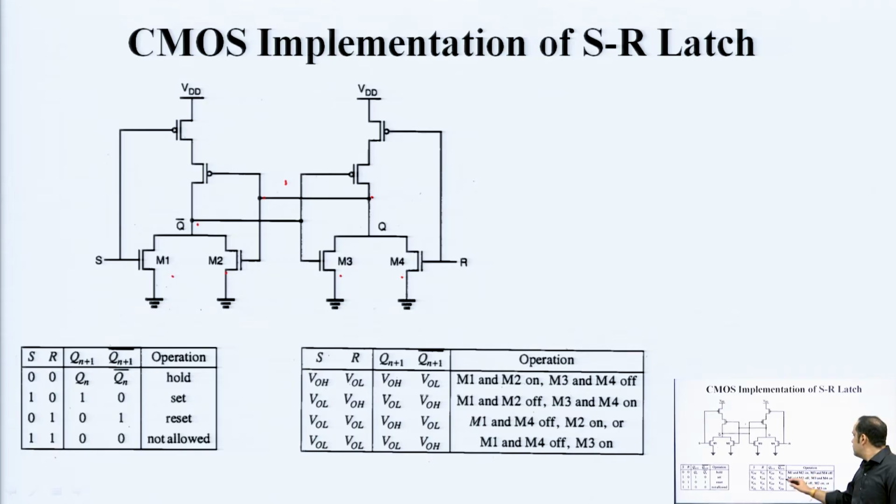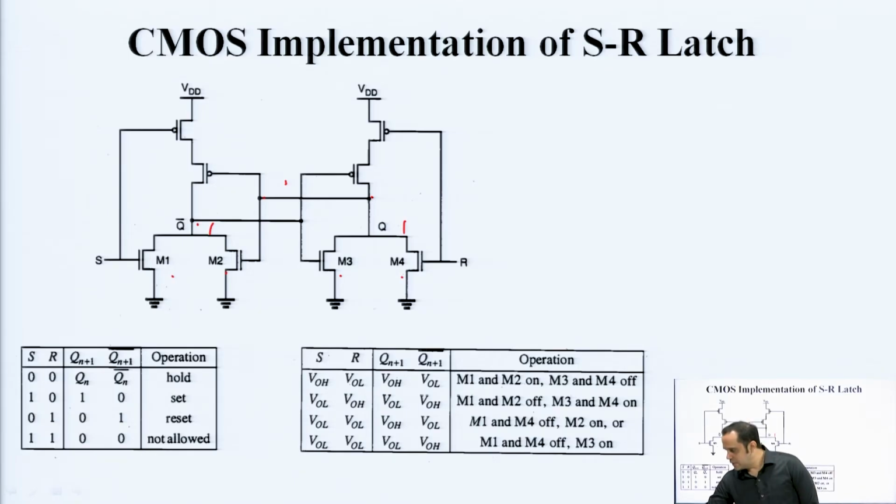Vice versa, when S is at output low and R is biased at output high, M1 and M2 become off, and M3 and M4 become on. If both are biased at output low, we are not considering output high for both, because that is forbidden. When both are at output low, there are two cases depending upon what the previous output was. In some cases either M2 will be on or M3 will be on. If you had a 1 here initially, M2 will be on. If you have a 1 here initially, then M3 will be on. But M1 and M4 will always remain off. So depending upon the previous state, one of the transistors, either M2 or M3, is going to be turned on. This is how latching operation is done.